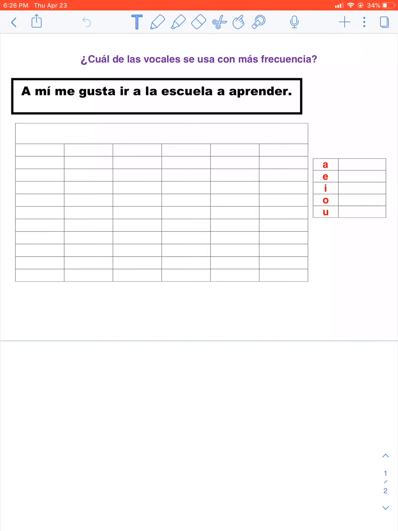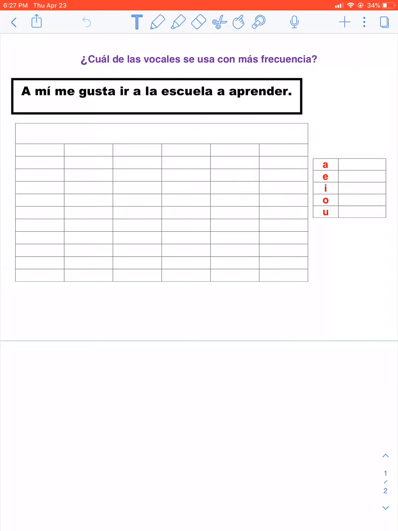Okay, so let's look at our title. ¿Cuál de las vocales se usa con más frecuencia? All right, let's review what are vocales. A, E, I, O, U. Bueno. Let's look in our sentence in this rectangular box. A mí me gusta ir a la escuela a aprender.